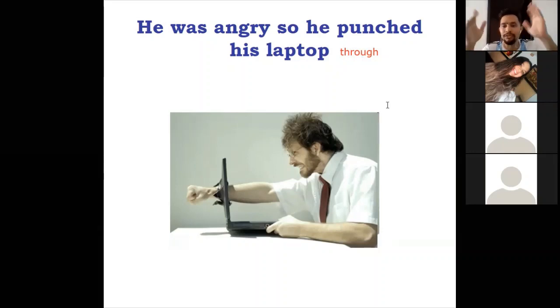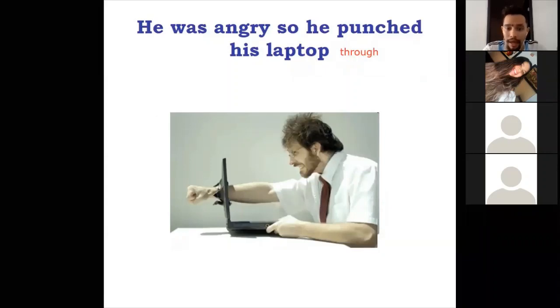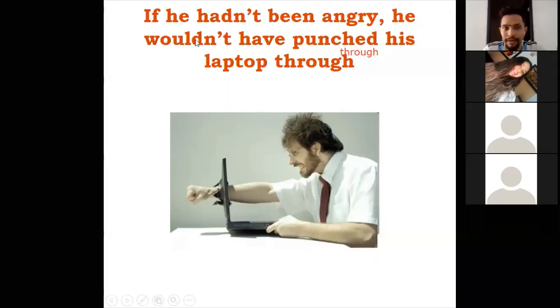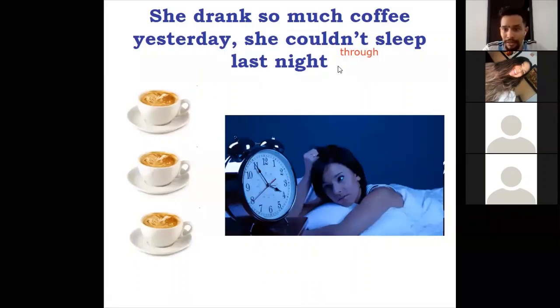All right. So, conditional type 3, guys, for this one. If he hadn't been angry, he wouldn't have punched his laptop. Great, all right? He wouldn't have punched his laptop through. If he hadn't been angry, he wouldn't have punched his laptop through. Very good, miss. Now, take a look at this one. Let me eliminate my annotations.